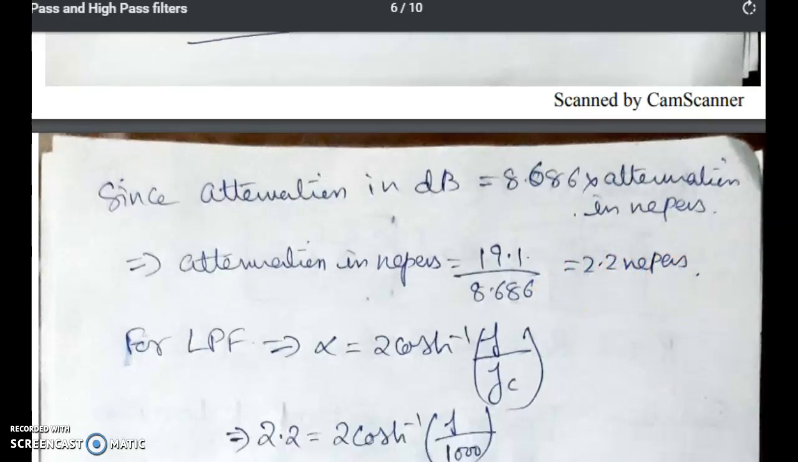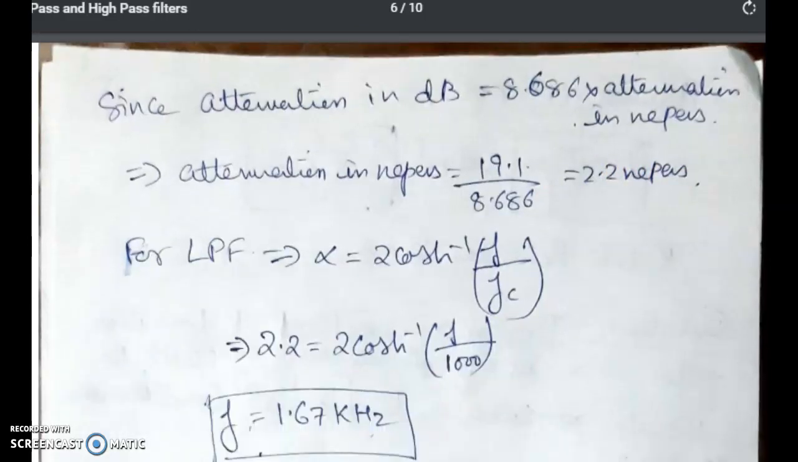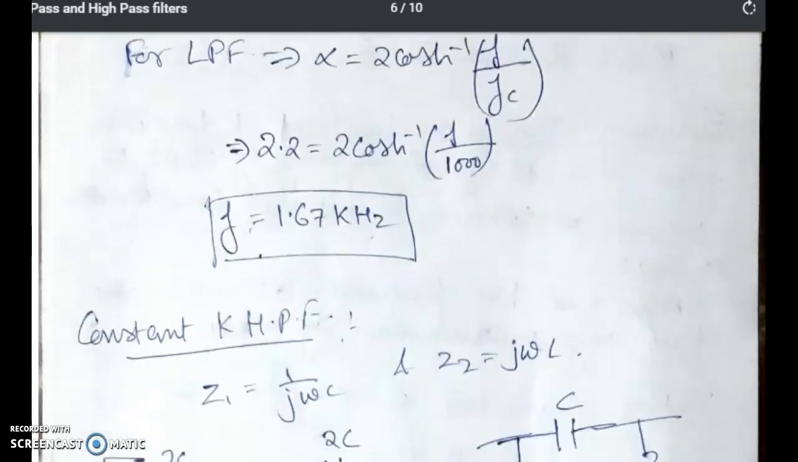So when we put this value of attenuation in this formula, alpha is equal to 2 cosh inverse of f upon fc. It is equal to 2 cosh inverse of this frequency we have to find out, and cutoff frequency is equal to 1000. So when you find out this frequency, it is equal to 1.67 kilohertz. So at this frequency of 1.67 kilohertz, the filter will have the attenuation of 19.1 dB.